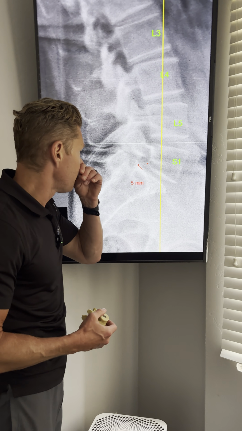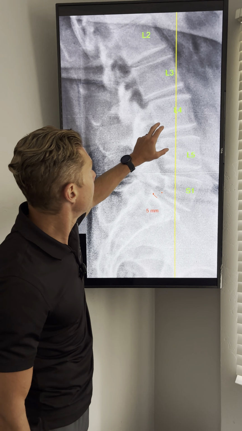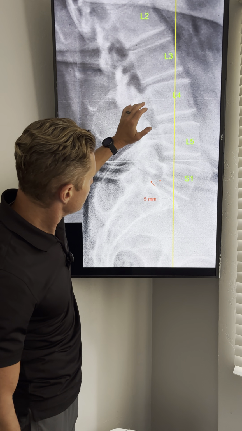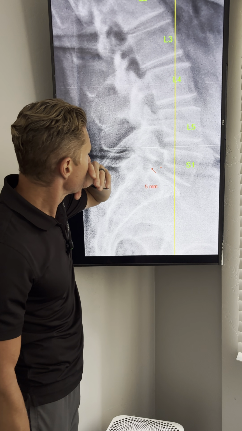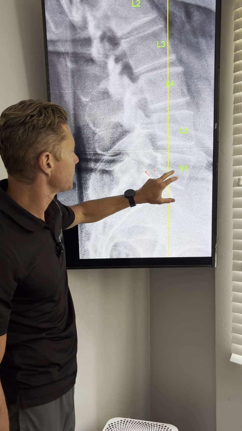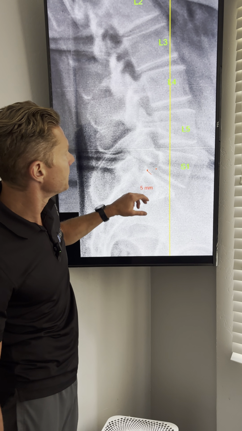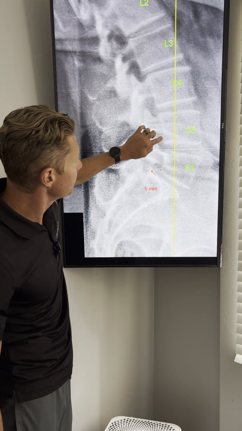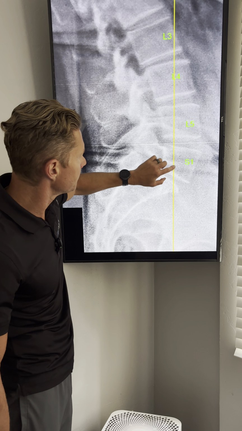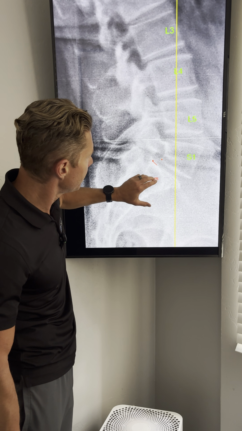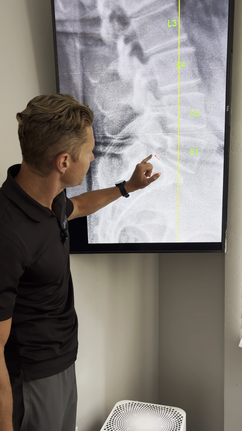When we look at the x-ray right here, we can see this person has an S1 here, or an L6. This could also be L6, as stated here. But what happened on this person is everything's in alignment, then all of a sudden you see at L5 and S1 or L6 how this is shifted forward. And then the sacrum is shifted back.